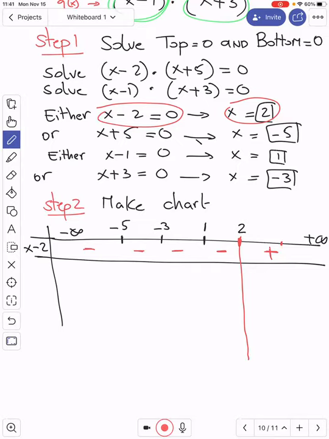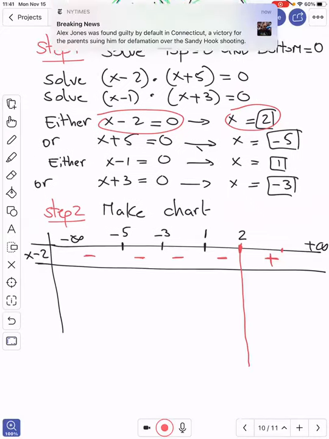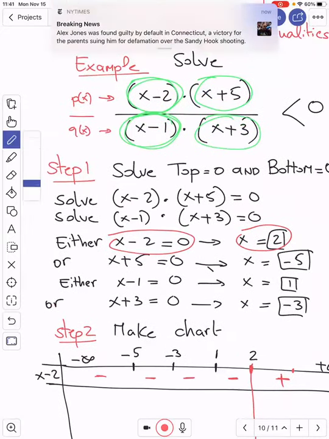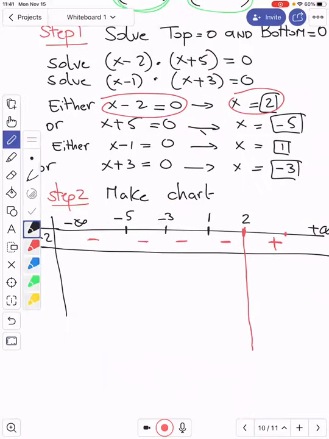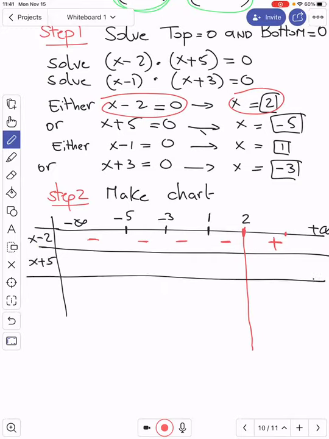Now, the next factor is the x plus 5, right? So here's my x plus 5, second row. Now, x plus 5 is 0 when x is negative 5. So here's my x equal to negative 5. Now, on the right side, it's going to be positive, and on the left, it's going to be negative.